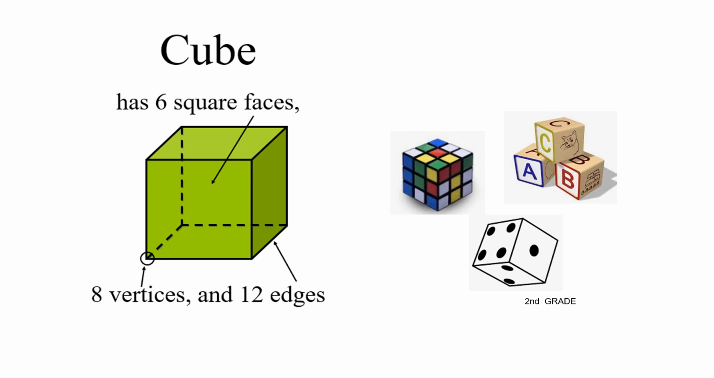A cube also has 8 vertices. There are 4 vertices on the top and 4 vertices on the bottom. A cube has 12 edges. There are 4 edges around the middle, 4 edges on the top, and 4 edges on the bottom.